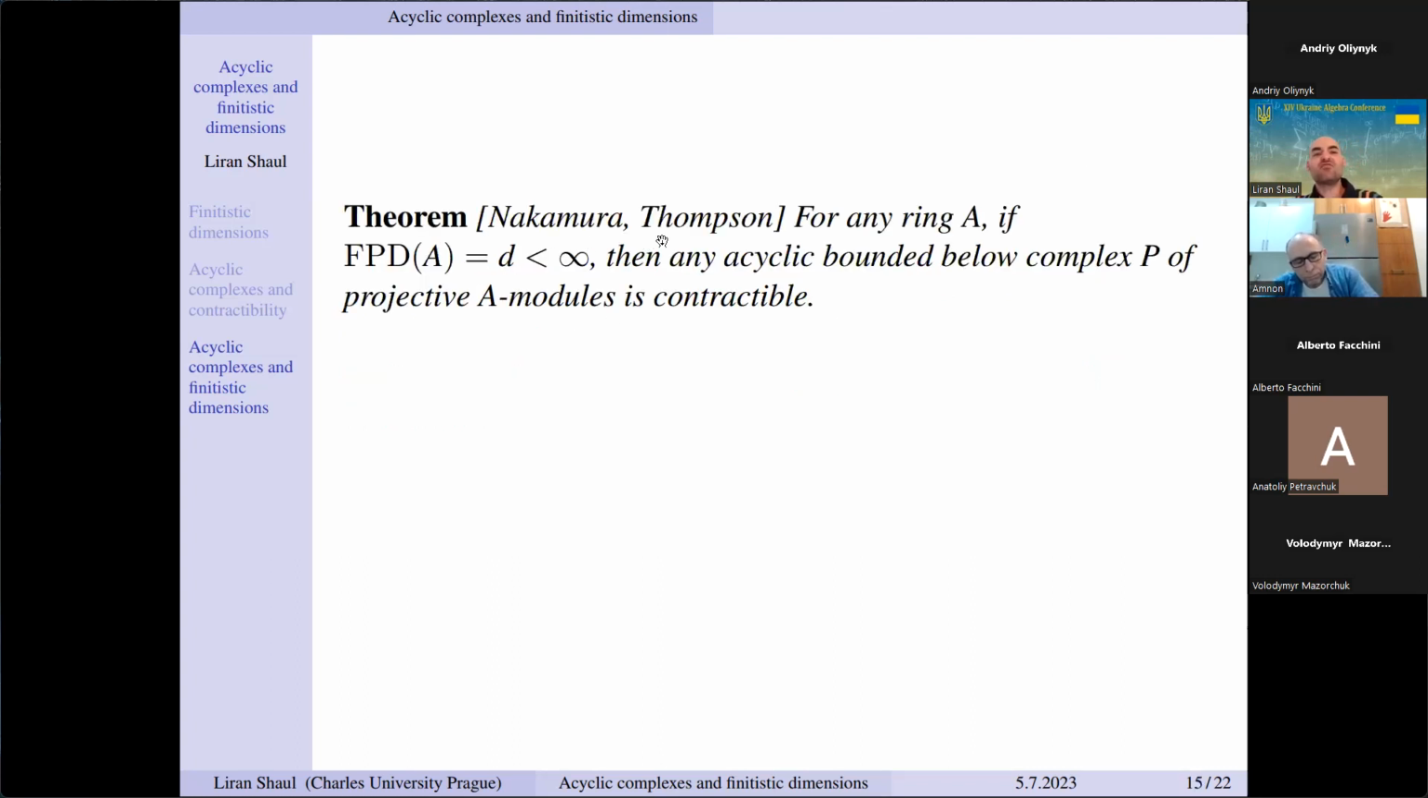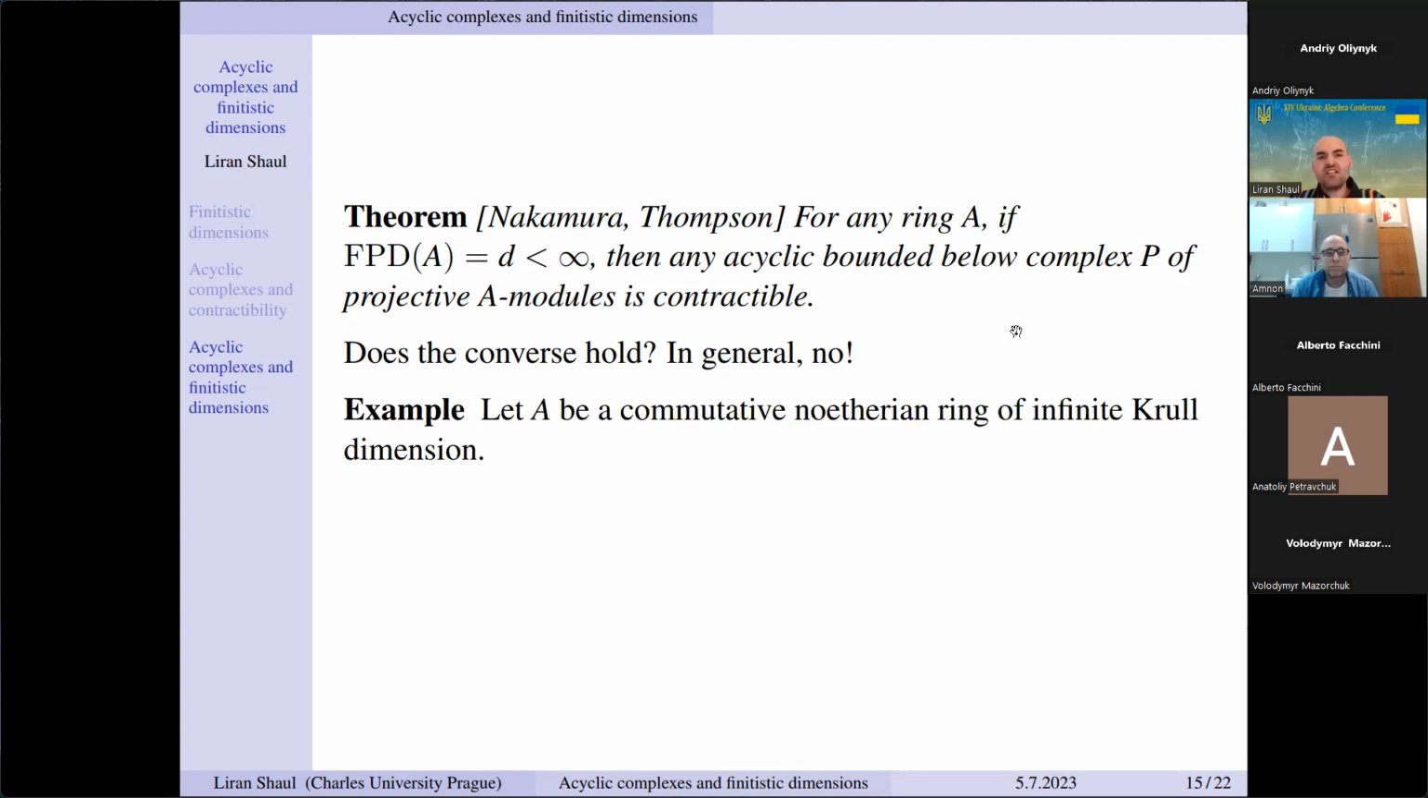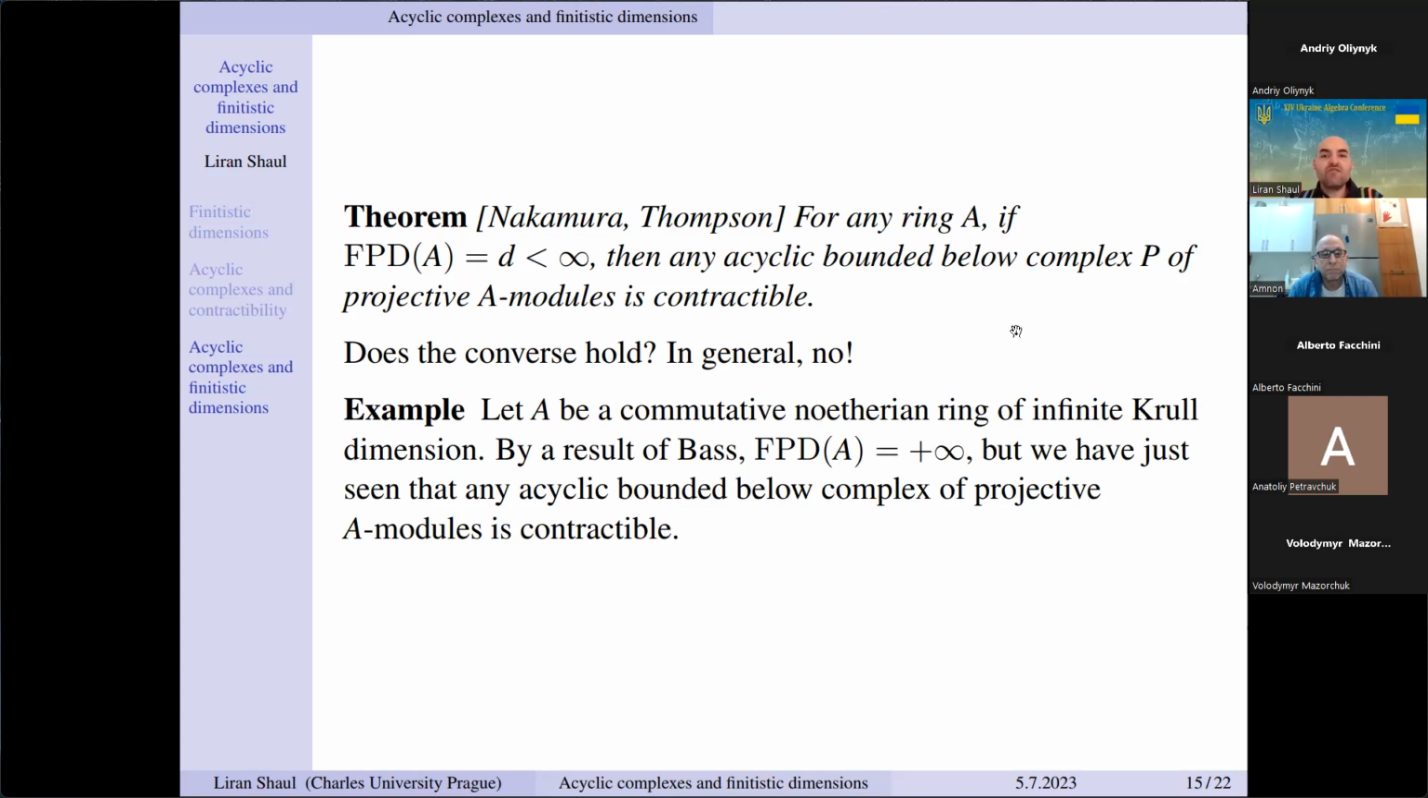Okay, now let me go back to this result of Nakamura and Thompson. It says that if the finitistic dimension is finite, then any acyclic bounded below complex of projectives is contractible. Is there any chance that the converse will hold? Well, in general, this cannot be. Because there are commutative Noetherian rings of infinite Krull dimension. Nagata showed us that there exist such rings. And then by the result of Bass we had before, they have infinite finitistic dimension, but I just mentioned that over any commutative Noetherian ring, any acyclic bounded below complex of projectives is contractible. So in general, this result of Nakamura and Thompson does not have a converse, but actually, for most rings, it does have a converse.